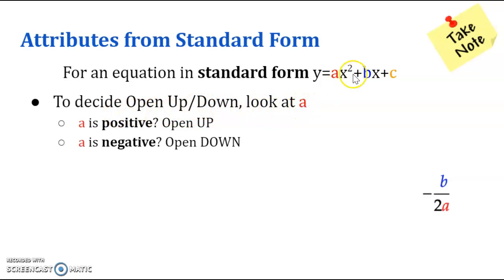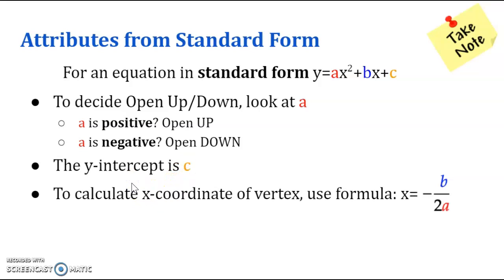When you look at a, what is the value of a? That's actually going to decide whether it's going to be an opening up or opening down parabola. If a is positive, then it's going to be opening up. If a is negative, it's going to be opening down. Just like the multiplier in factored form, right? If the number right at the beginning is positive, it opens up. Same thing here. If the number right in front of the x squared is positive, then it's going to be opening up. If it's negative, it's going to be opening down. The y-intercept is always c, we've said that.